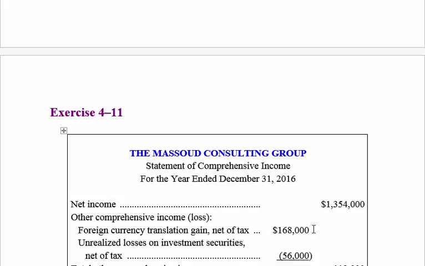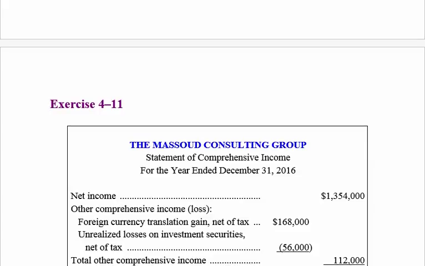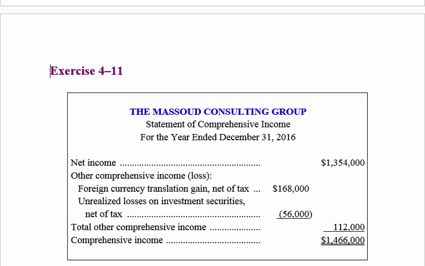Then we're going to net these two together. 168,000 minus the 56,000 gives us total other comprehensive income of 112,000 when we net those two together. Now it's a positive number, so we'll add it to net income, and that gives us comprehensive income of 1,466,000. Just a further measure of the company's income. These items are not to be included in net income, but they are part of this further information that we give the readers, comprehensive income.